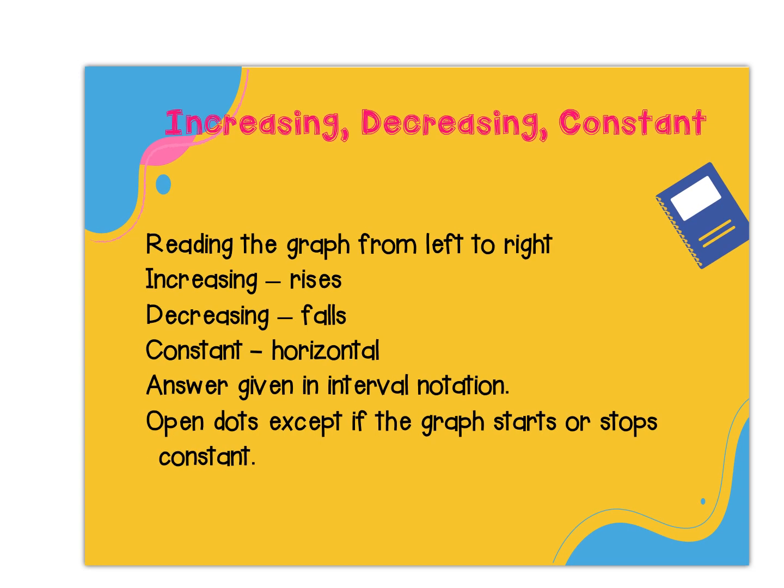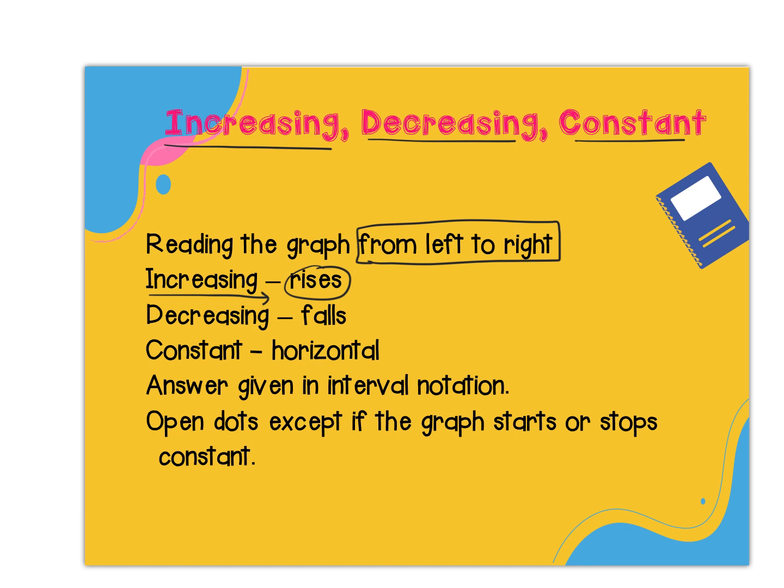The other thing we're going to talk about is where a graph is increasing, where a graph is decreasing, and where it is potentially constant. To do this, we have to look at a graph from left to right. If I'm moving from left to right and the graph is rising, then it is an increasing graph. It might be a line, it might be an arch, but it's definitely going up from left to right.